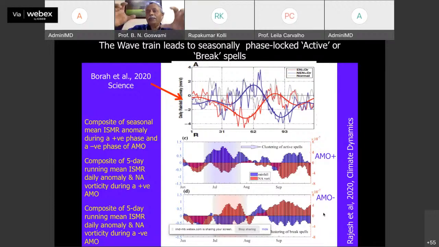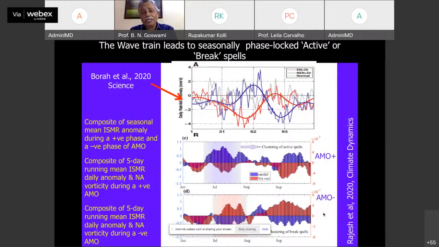They always seem to, every time there is a positive phase, phase lock the active spells during a part of the seasonal cycle, and therefore, even when we do composites, the active spells or break spells are there. So the circulation modulates in such a way as to phase lock the long active or break spells and thereby affect the seasonal mean. So the mechanism essentially happens through the intra-seasonal time scale.